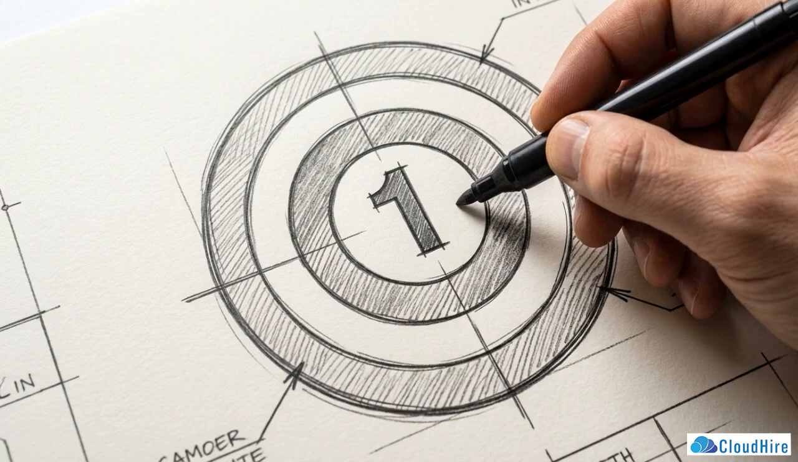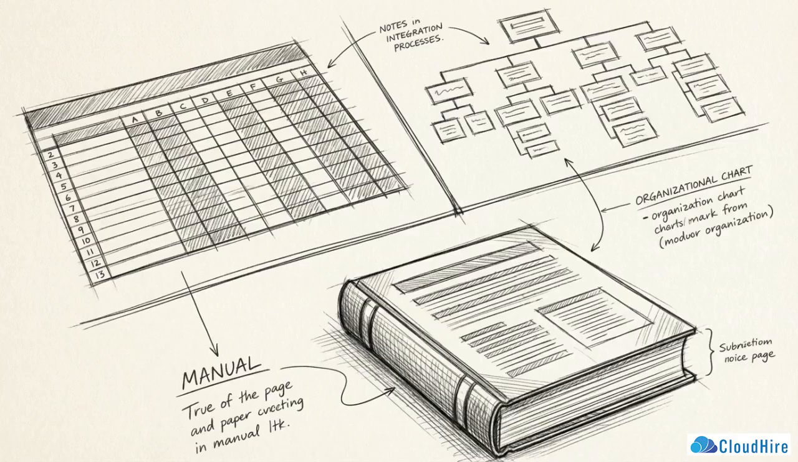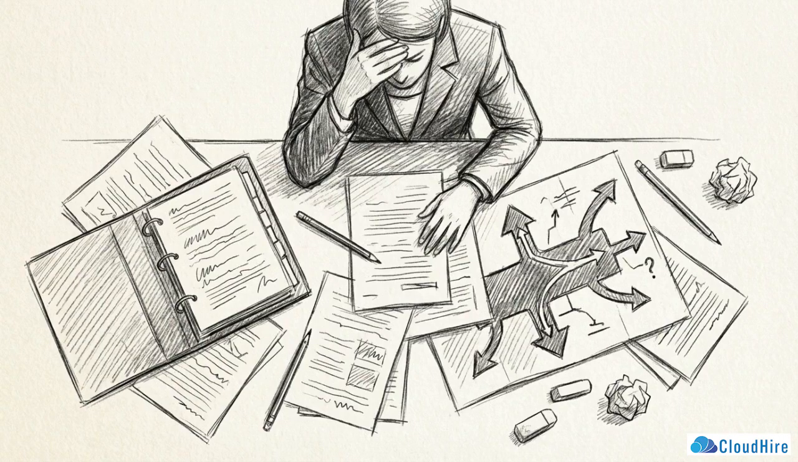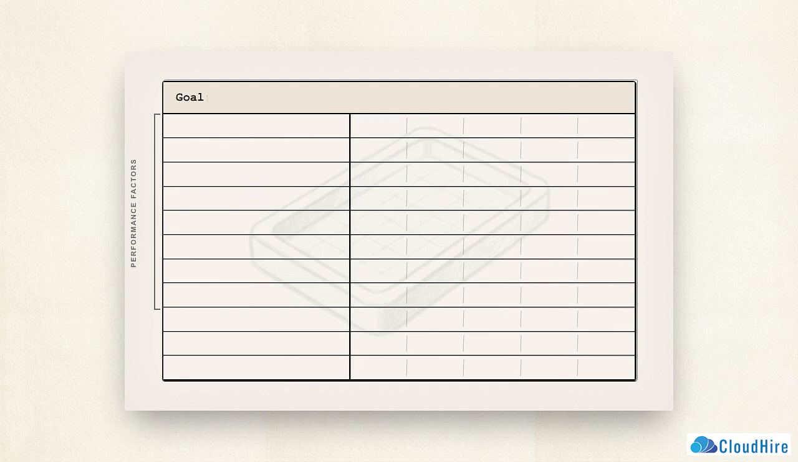Step 1 is defining a single primary purpose for this evaluation. Organizations often try to use one form to handle compensation, succession planning, and employee development all at once. Trying to serve multiple purposes on a single document guarantees confusion and conflicting data. Begin with a clean spreadsheet, typing a clear objective, like measure current performance, at the top.